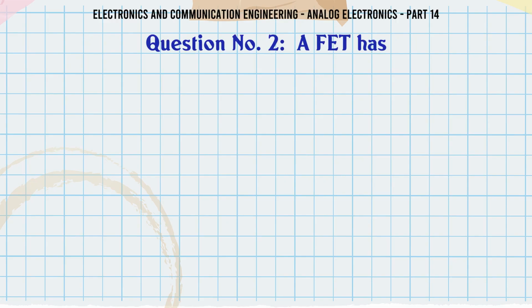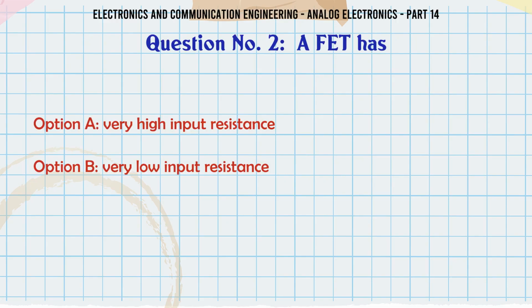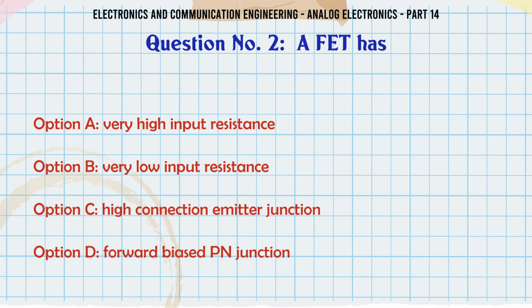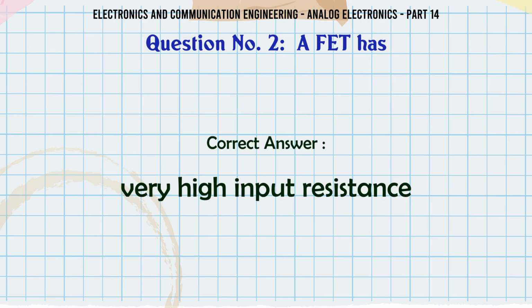A FET has A, very high input resistance; B, very low input resistance; C, high connection emitter junction; D, forward biased PN junction. The correct answer is very high input resistance.